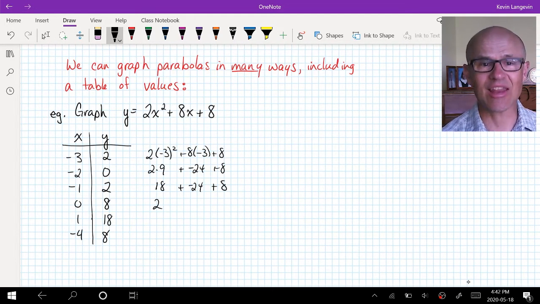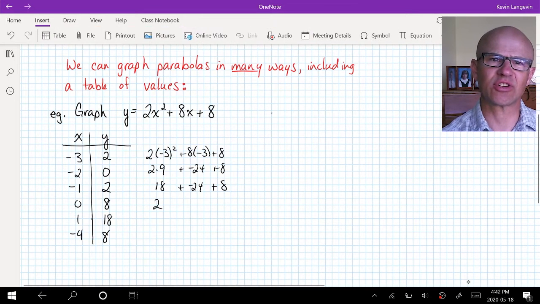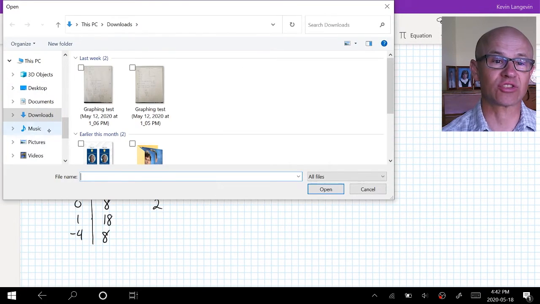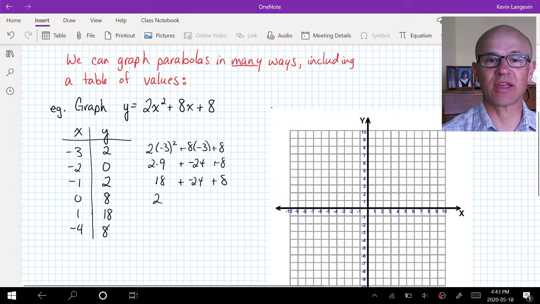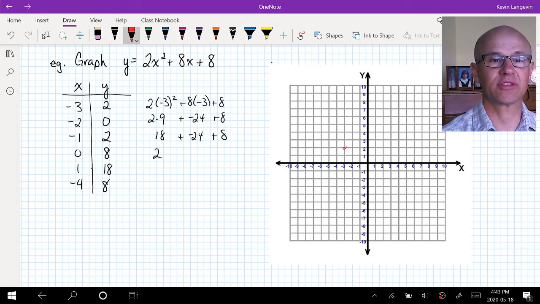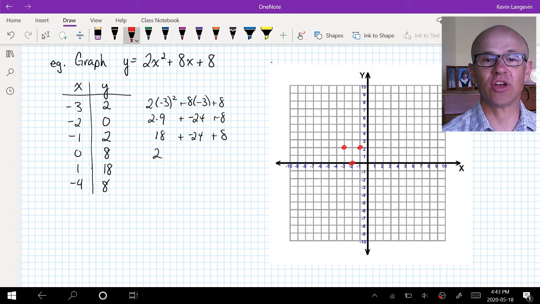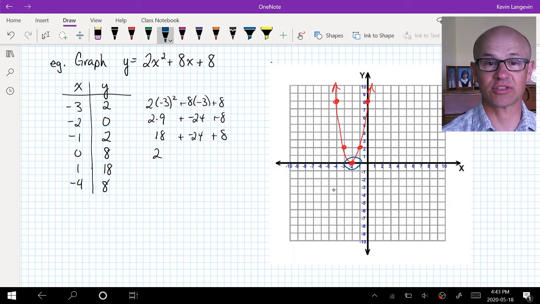So again, that's going to be a little bit frustrating trying to figure out which values we're actually going to use. Let's insert a graph here and graph it. So if I plot these dots, I find that this is what my parabola looks like, and it's just a smooth curve right through all those dots.